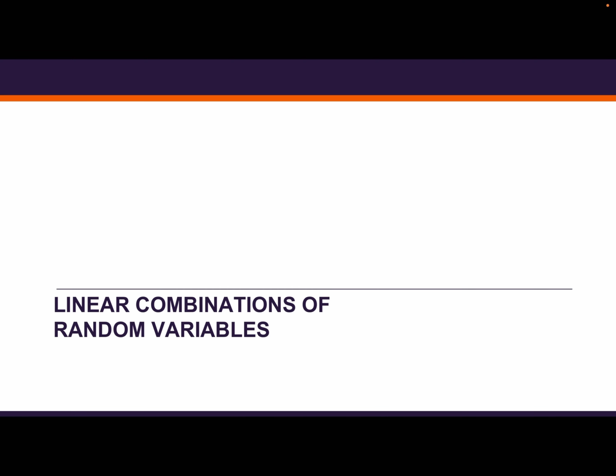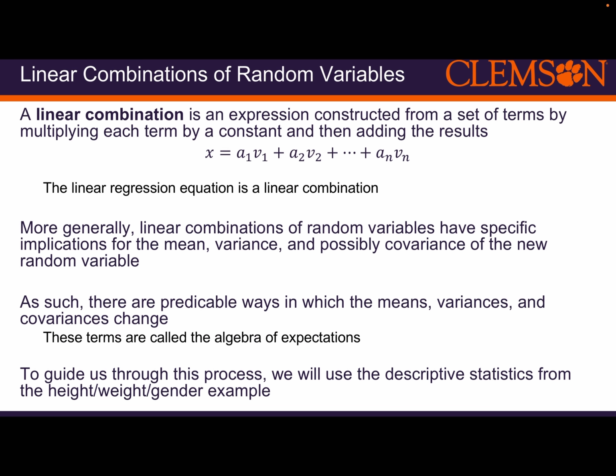Okay, now we've come to linear combinations of random variables. A linear combination is a weighted sum. That's all you need to think about it. You can think about something like beta 0 plus beta 1 x. That looks like a regression line, which happens to be a linear combination of a constant plus a constant times a variable x. A linear combination, again, is an expression constructed from a set of terms by multiplying each term by a constant and adding the results.